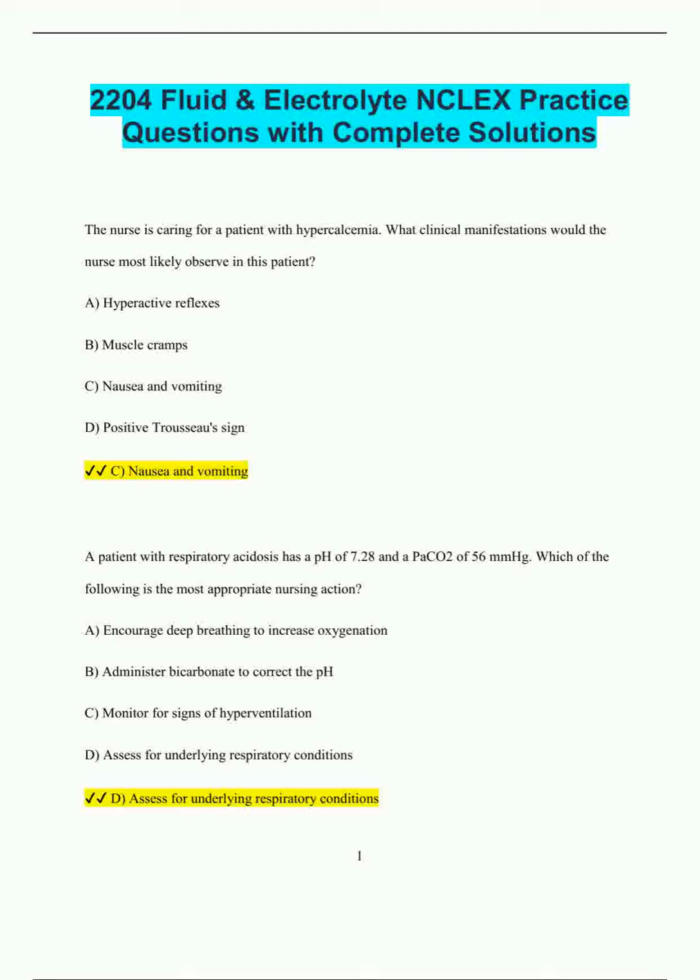Nausea and vomiting. A patient with respiratory acidosis has a pH of 7.28 and a PaCO2 of 56 millimeters of mercury. Which of the following is the most appropriate nursing action? A. Encourage deep breathing to increase oxygenation. B. Administer bicarbonate to correct the pH. C. Monitor for signs of hyperventilation. D. Assess for underlying respiratory conditions. Answer: D. Assess for underlying respiratory conditions.